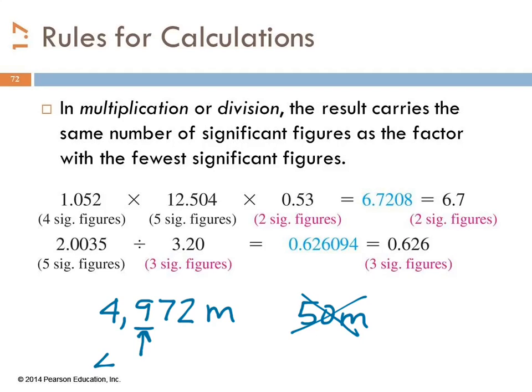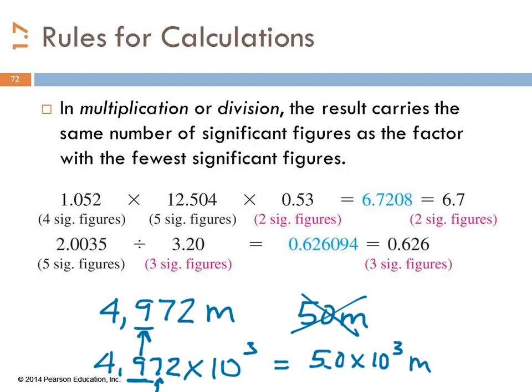If we put this in scientific notation, 4.972 times 10 to the third. Now if we round it, we're dropping this 7. The 7 is 5 or greater, so we'll round the 9 up to 10, which rounds the 4 up to 5, and we're going to get 5.0 times 10 to the third meters. So just watch out for that, because people do some wacky things when they round off big numbers.